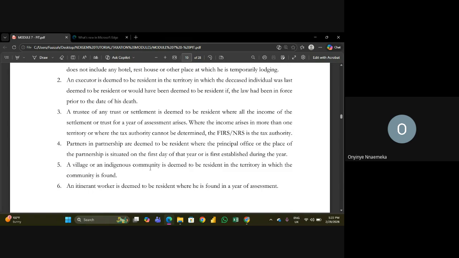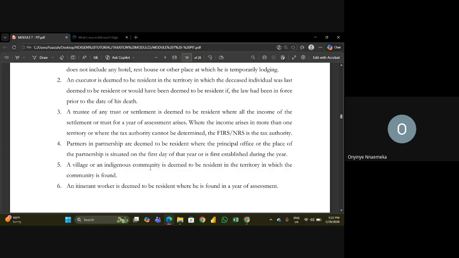Partners in partnership are deemed to be resident where the principal office or the place of partnership is situated on the first day of the year or first established during the year. So 1st of January, where is your partnership office? The place that your partnership office is situated is the place that we are going to conclude to be the residence of the partnership. Remember that, okay, I don't think I've said it before.